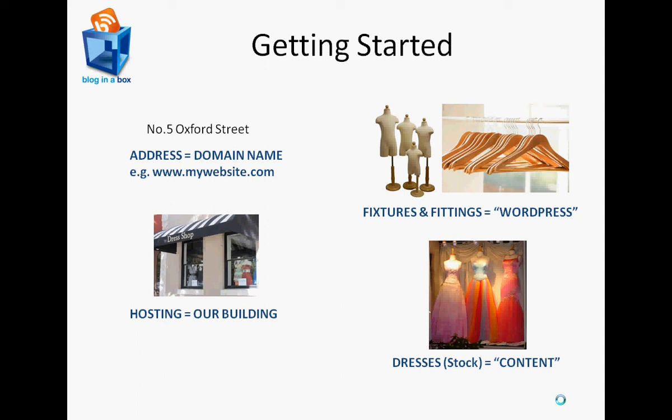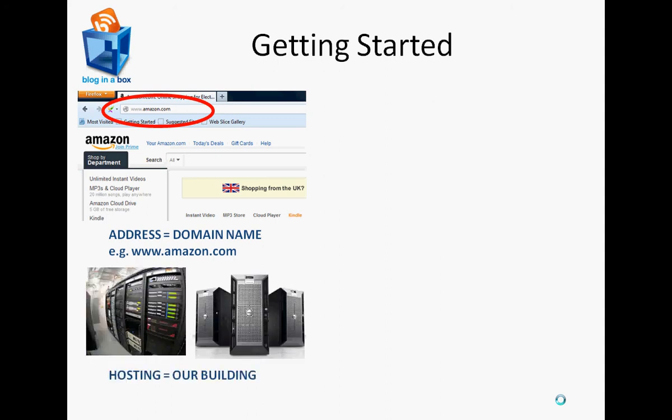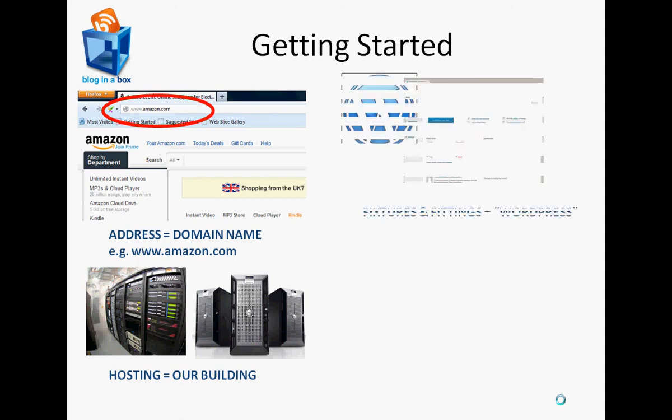So let's look at one more set of examples just to cement this. So the address, our address is our domain name. So in this example you can see Amazon.com is a domain name, which is also the website address. Hosting equals our building, so this is just a set of big computers, also known as servers, that sit somewhere in the world and run our website.